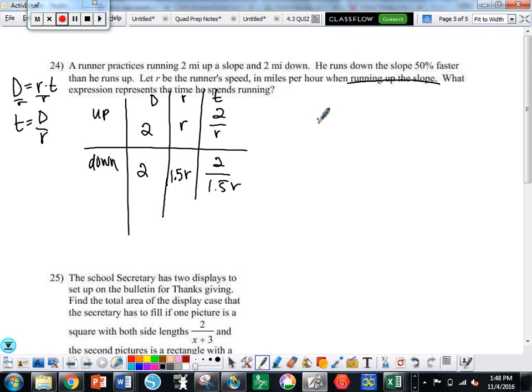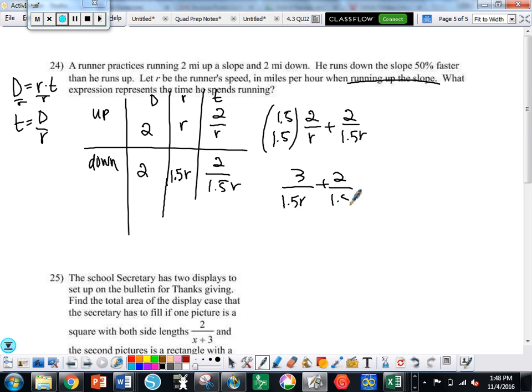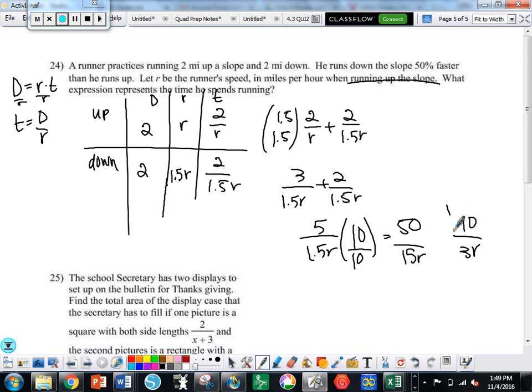So it's going to be 2, if I want the total distance, common denominator is 1.5R. So I get 3 over 1.5R plus 2 over 1.5R equals 5 over 1.5R. Except you can't have a decimal inside of a fraction, so let's multiply it by 10. 50 over 15R. Now you've created the problem that there is a reducing situation. Divide the top and the bottom by 5, so you get 10 over 3R.